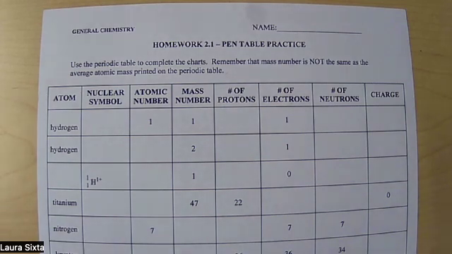So I'm not here today, and we ran out of time for doing homework 2.1. So I'm going to show you how to figure out protons, neutrons, and electrons using the symbols given or information off the periodic table. So, a recap of what we learned last class.